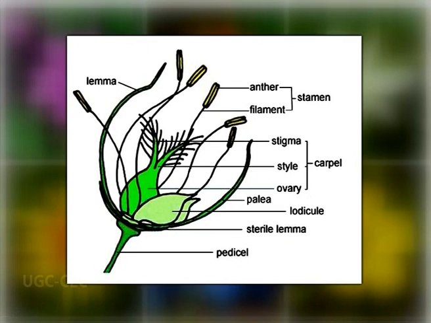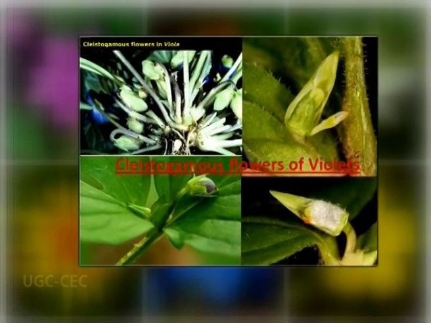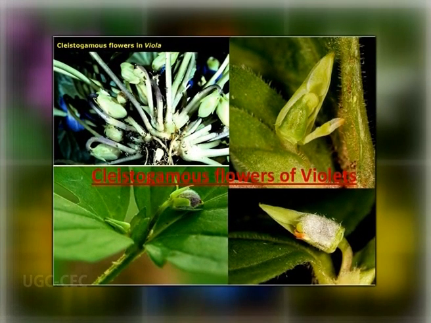In some monocots like members of family Poaceae, the flower is highly reduced and is represented by two bracts called lemma and palea, which enclose stamens and carpels. Some plants produce flowers which never open and are self-fertilized, as in some violets and some other plants. Such flowers are called cleistogamous.